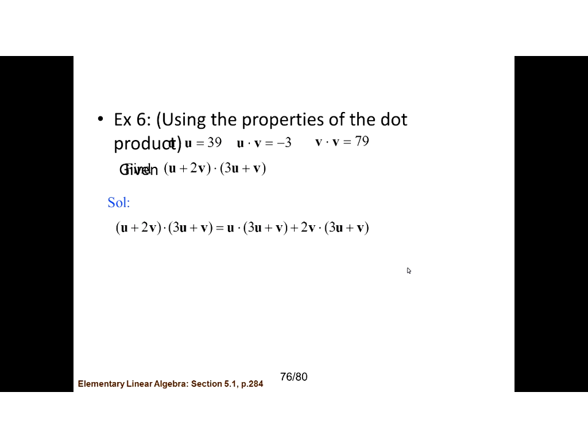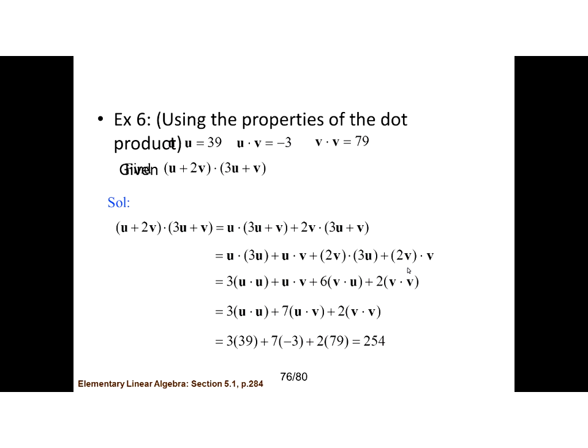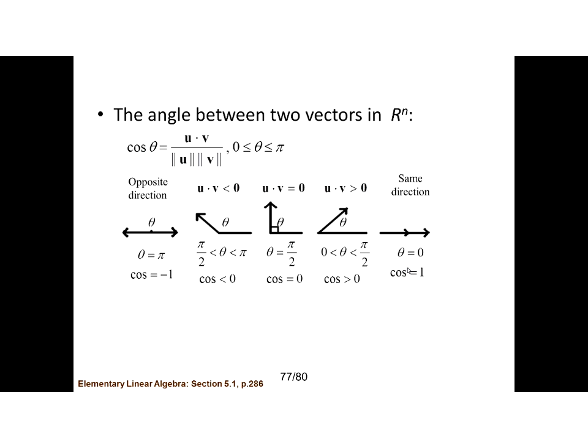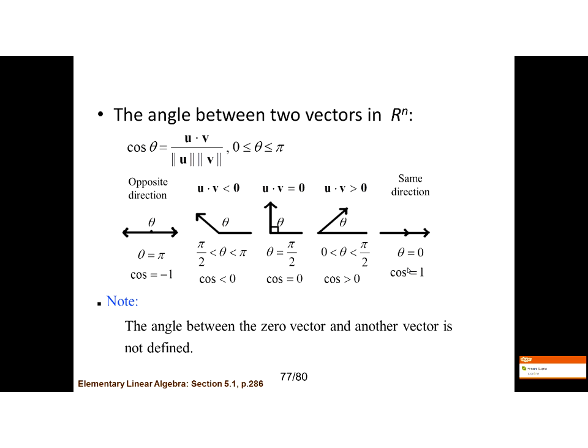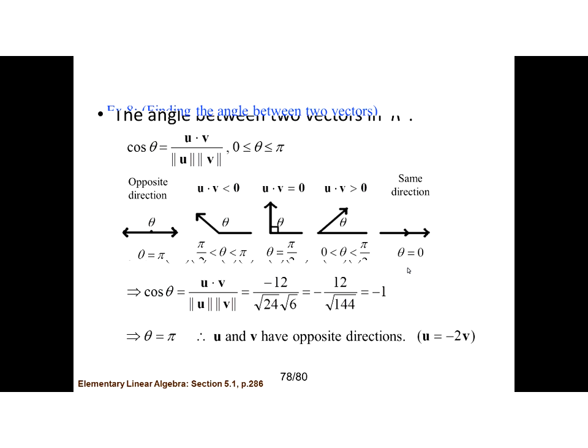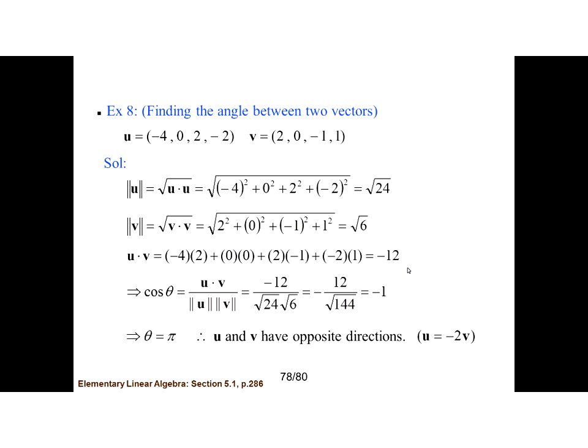Using the properties of the dot product, we find this. So these are some examples. The angle between two vectors: cos theta is equal to u dot v upon norm u times norm v. The angle between the zero vector and another vector is not defined. So theta lies between pi by 2 and pi. So this is finding the angle between two vectors.